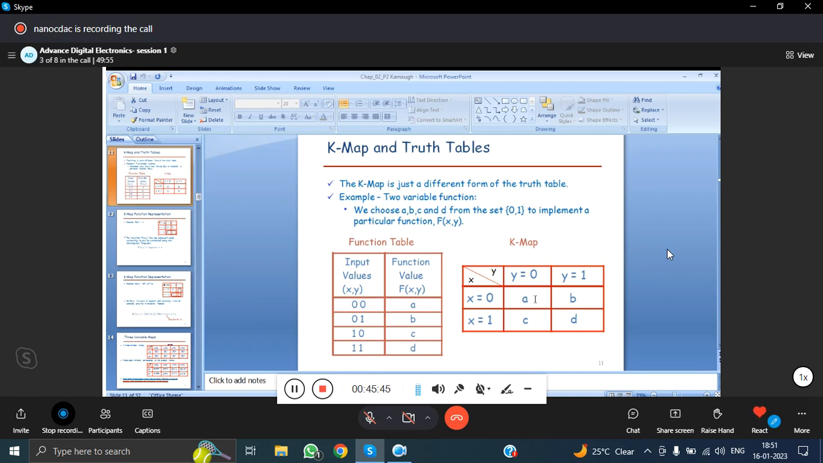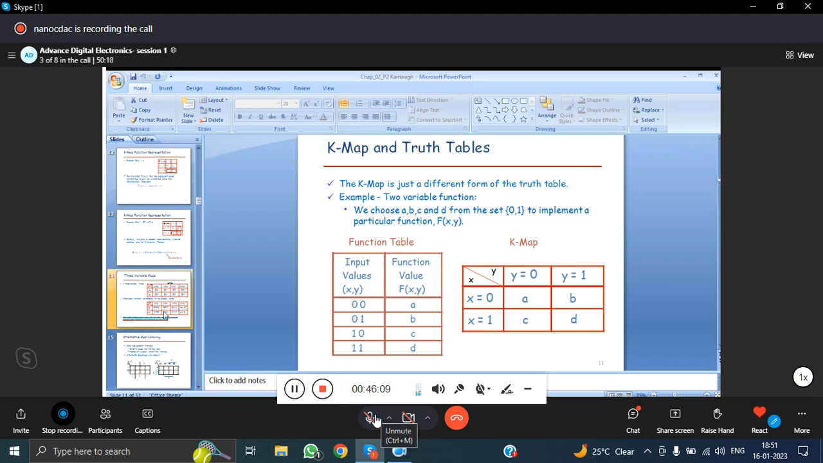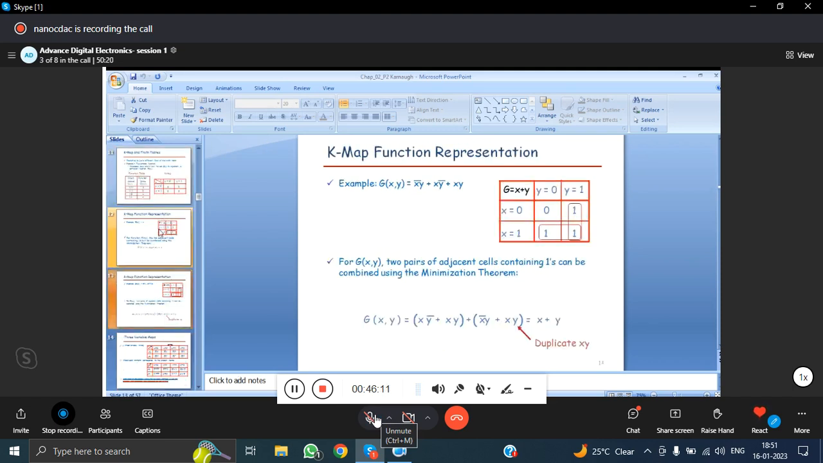Okay, so A is representing what? A is nothing but x bar y bar. So B is equal to what? x bar y. C is x y bar, D is x y. Okay. So next one, now we'll see an example.